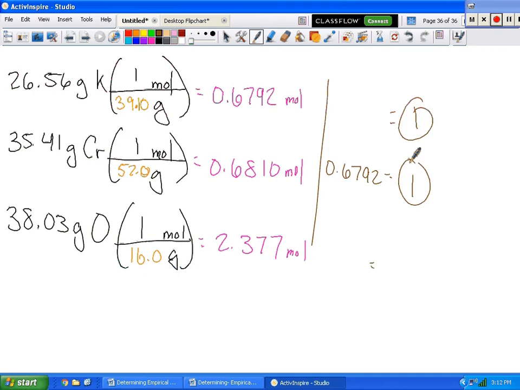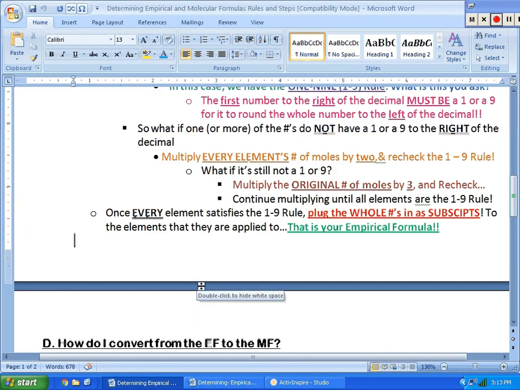Now, watch what happens here. That divided by the top one. This is what I get. What rule does this break? The 1-9 rule. So let's go back real quick and see what we do. Normally I do a lot of problems before I show you one of these, but somebody asked me to do it. So what if one or more of the numbers do not have a 1 or 9 to the right of the decimal? This is what you do.